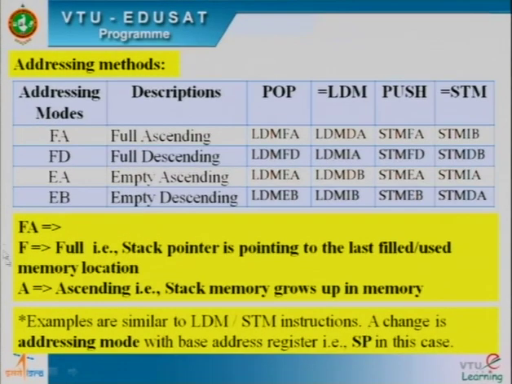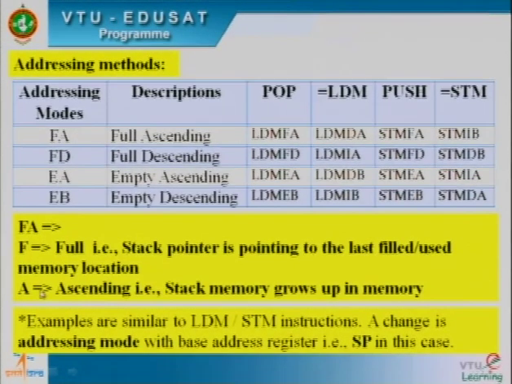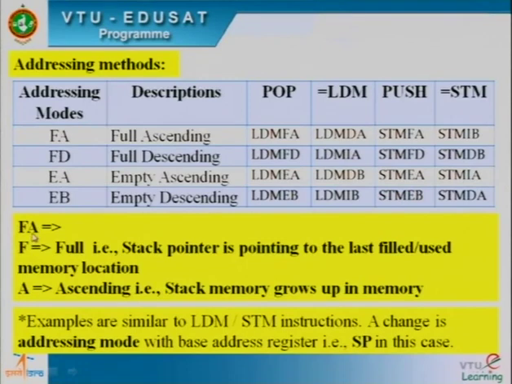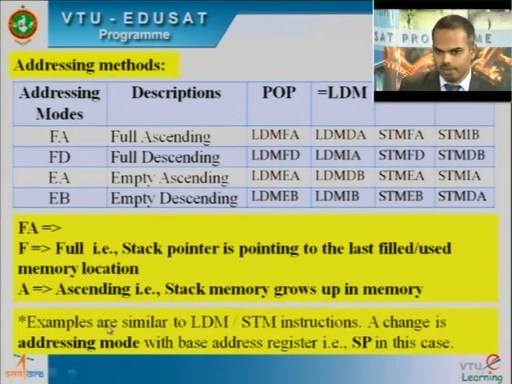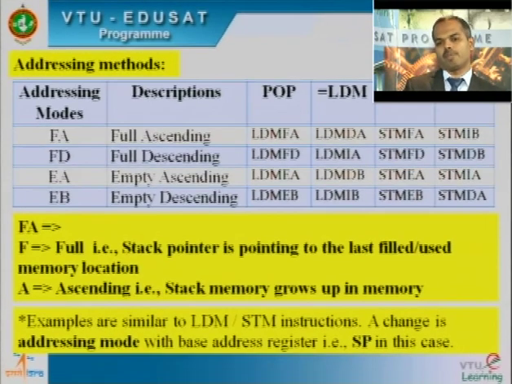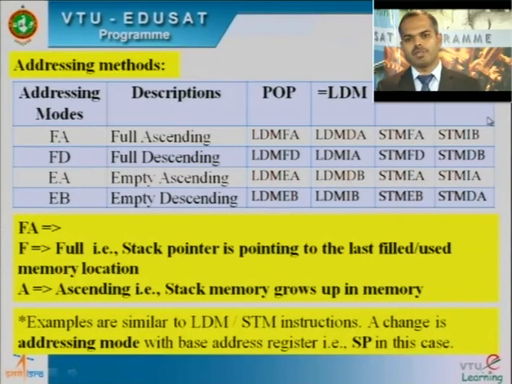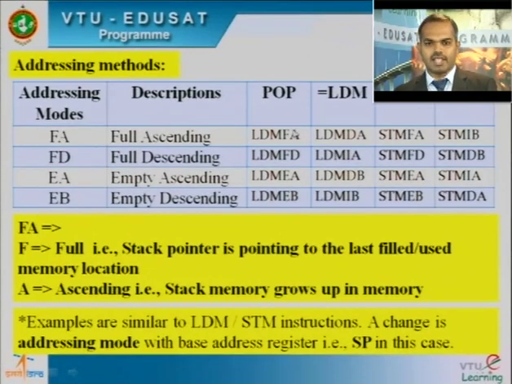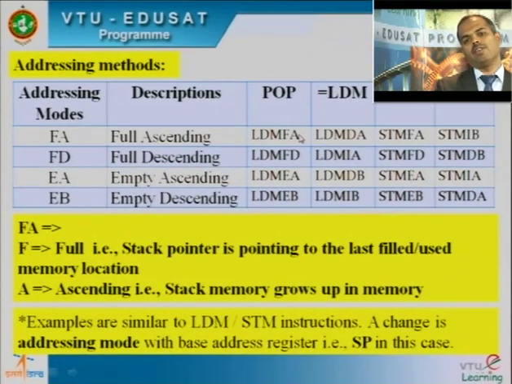Let's look at the point here. What is the meaning of FA in the yellow color at the bottom? F stands for full, that is the stack pointer is pointing to the last filled or used memory location. A stands for ascending, that is the stack memory can grow up in the memory. So that is the meaning of FA. That is what we have also discussed with the help of the blackboard and orally. Now the same examples that we have used for STM and LDM instructions in the previous slides will apply to the stack operation instructions. The only difference is that instead of LDM DA, here we will use LDM FA, that is all.